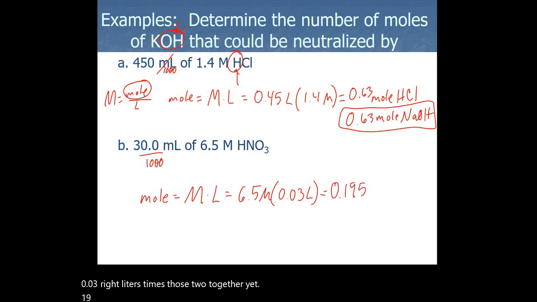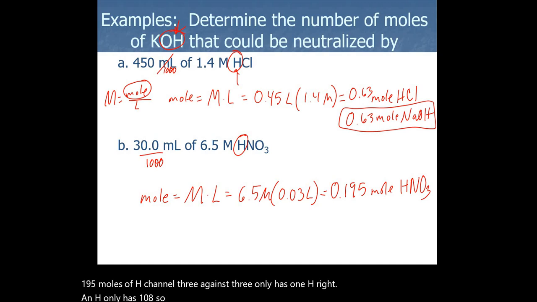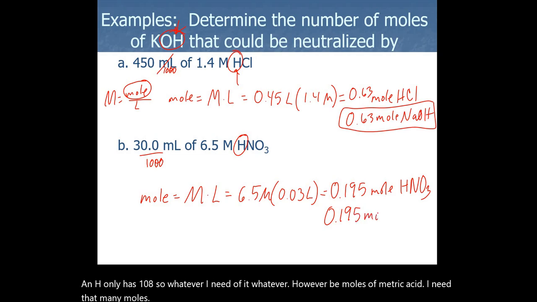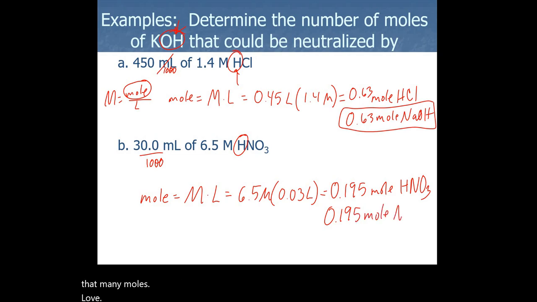Okay, and that is moles of HNO3. Again, HNO3 only has 1 H, right? And OH only has 1 OH. So whatever I need of however many moles of nitric acid I have, I need that many moles of potassium hydroxide. That should have been potassium too, sorry. What would be the situation where it's different?